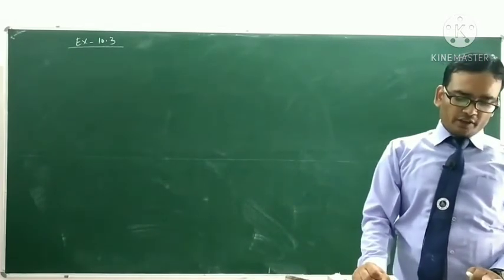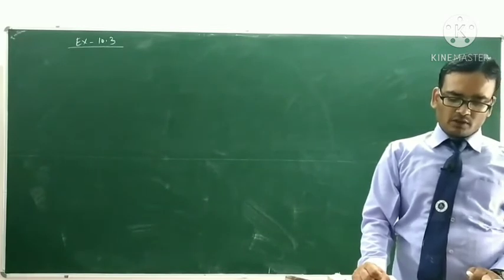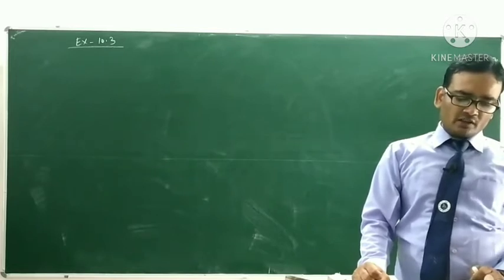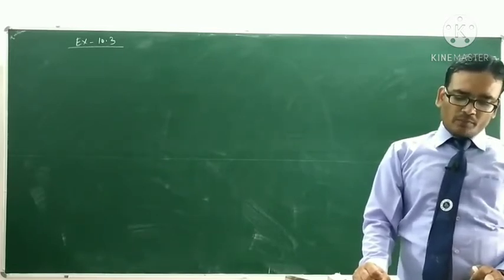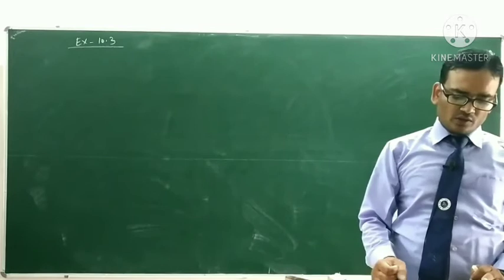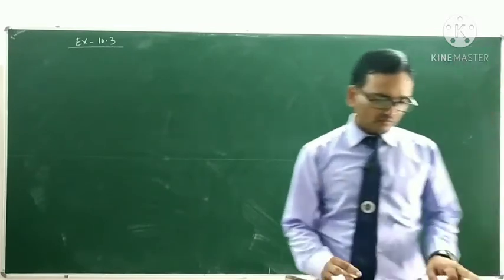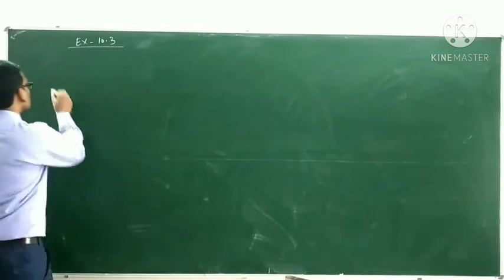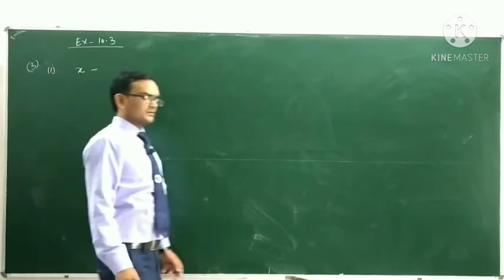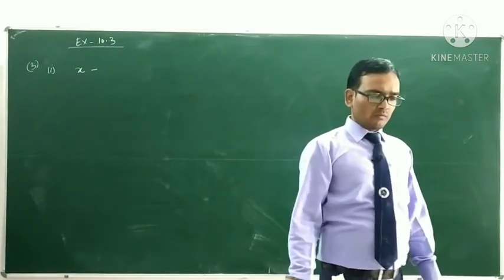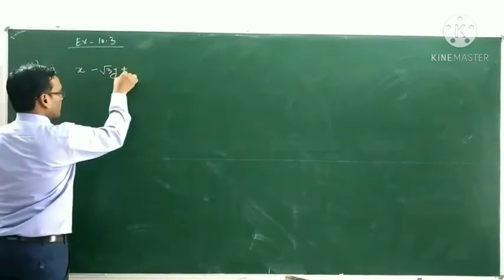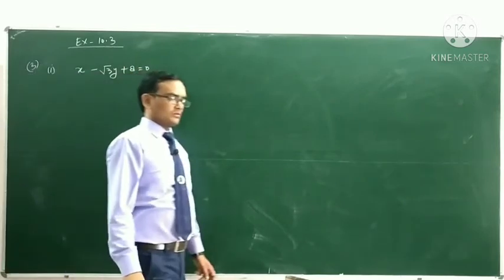Reduce the following equations into normal form. Find their perpendicular distance from the origin and the angle between the perpendicular and the positive x axis. Okay students, question number first is x minus square root 3 y plus 8 equal to 0.